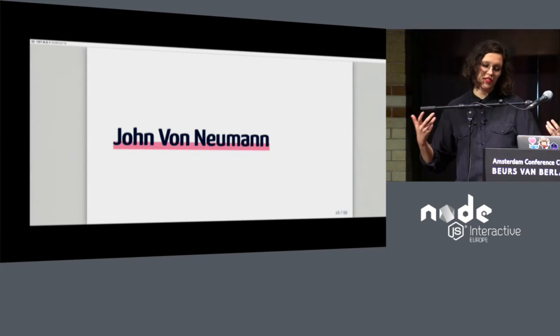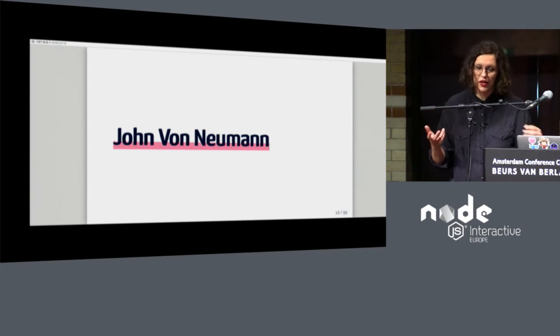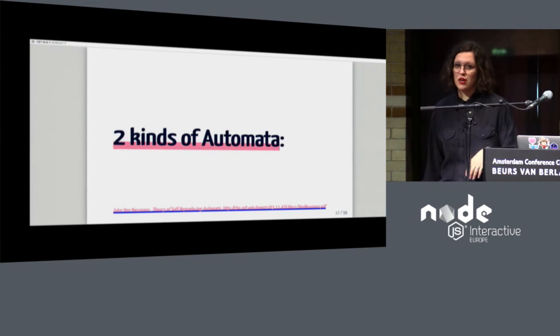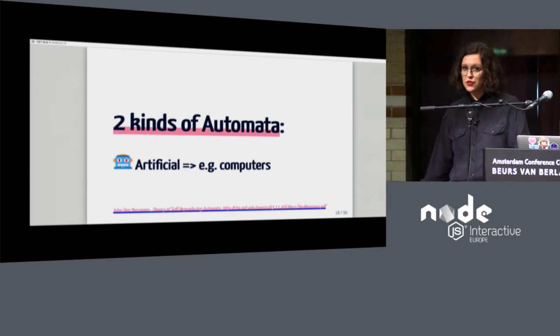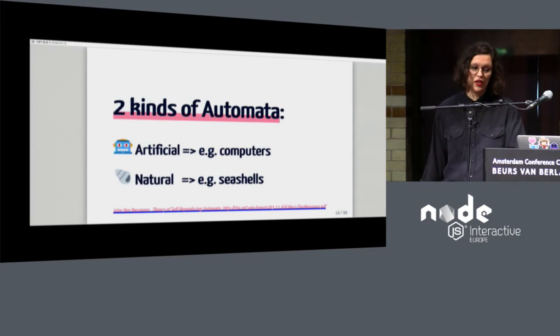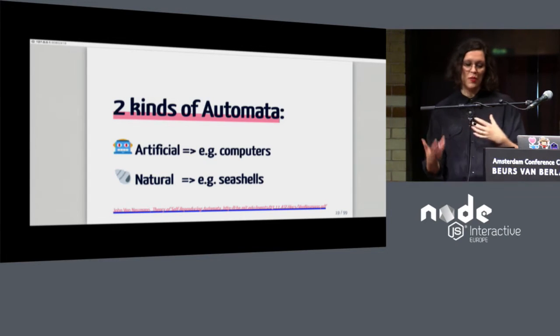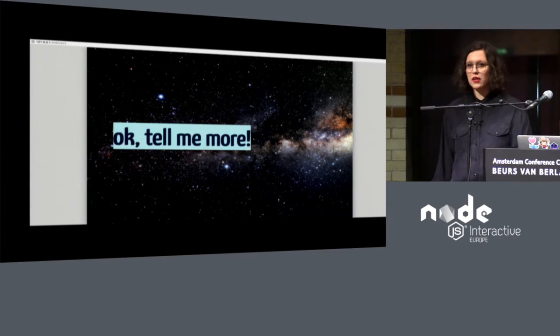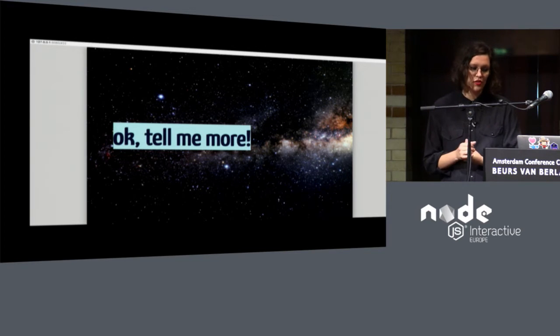When he was putting these lectures together, they were later transcribed by his coworker. He described two kinds of automata, one being the artificial, and the other being the natural, like seashells and things like that, where certain parts of automata are present. And we're obviously going to be talking about the computer ones. Okay, so I want to know a little bit more. What is a cellular automata?